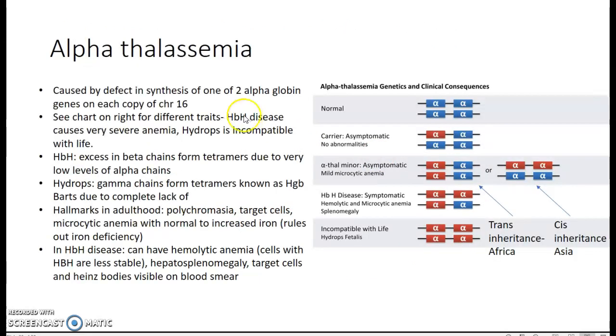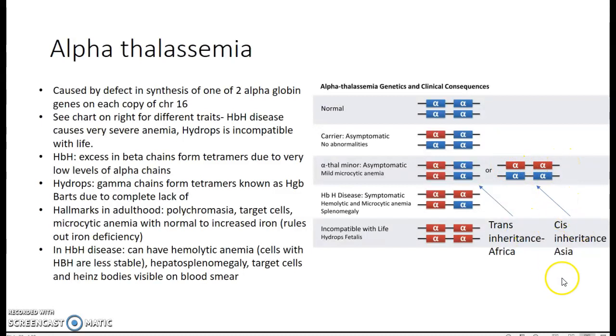So alpha thal, chromosome 16. You have 2 copies of the gene, so you can have a wide variety of presentations. You can be a carrier. You can have a deleted copy on each of the genes, so that's the trans inheritance. It's more common in Africa. Or both deletions on the same gene.